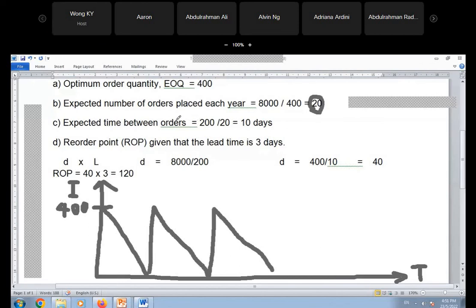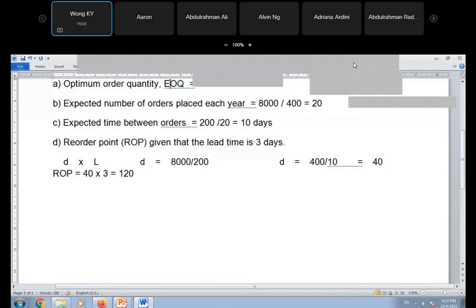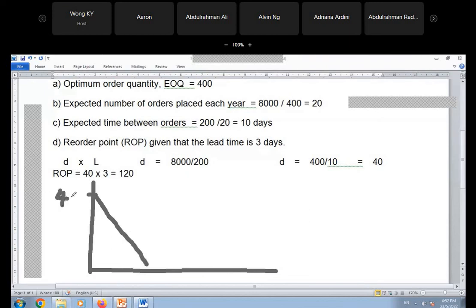The expected time between orders is 10 days, so it means 10 days. So it's 10 here, 10 days, and this is 20 days. So 400, this value is 10, because expected time between orders is 10 days. So for the next cycle, this will be 20.